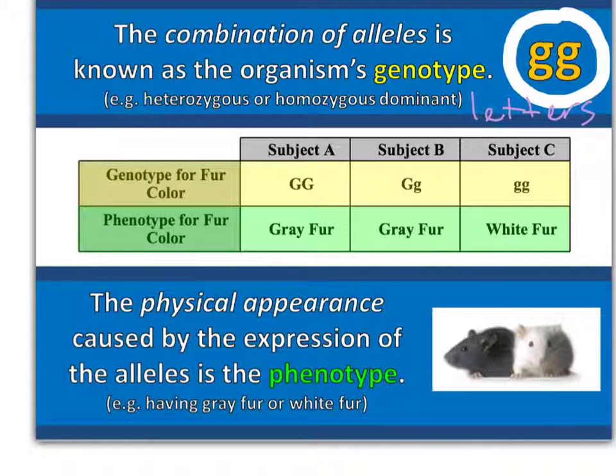Then you have the phenotype, which is pheno, like physical characteristics. Physical appearance, what it actually looks like. Because this is your letters, that's what it looks like. Genotypes, letters; phenotypes, what it looks like.